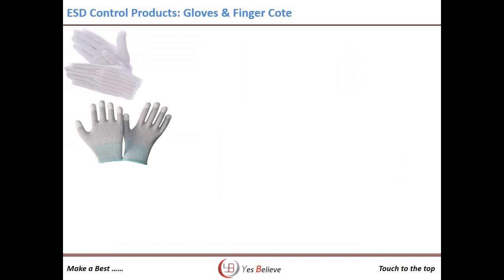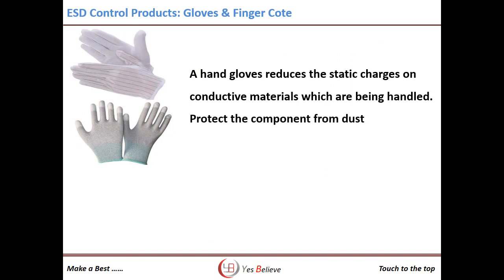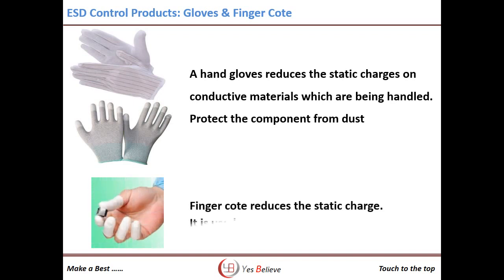Then we use hand gloves. Hand gloves reduce the static charge on conductive materials which are being handled. They also protect the components or the product from dust. Similarly, to handle small parts, finger cots are used to reduce the static charge.